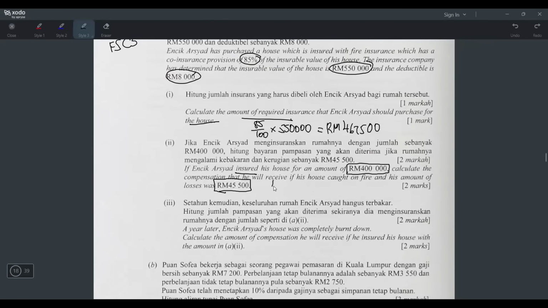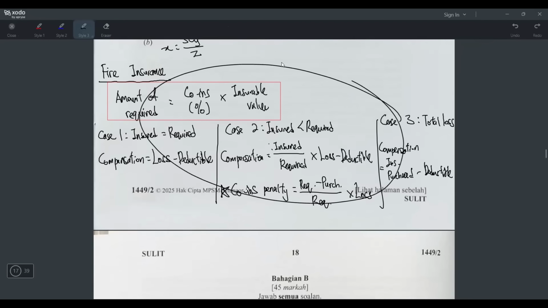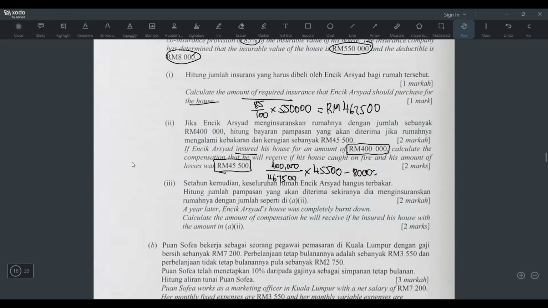The insured amount is 400,000, over the required, which is 467,500, times the loss 45,500, and then minus deductible. Can you see how easy it is when you know this? If you all remember these 3 cases, you will realize how easy it is to do the question. You basically just insert the values. You press all this and you will get RM30,930.48. You can use your calculator to help you.